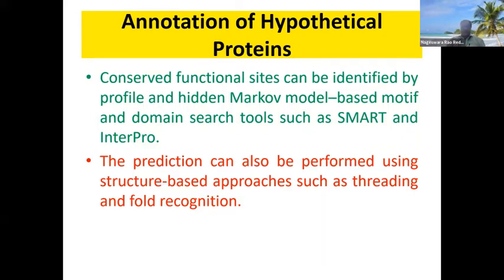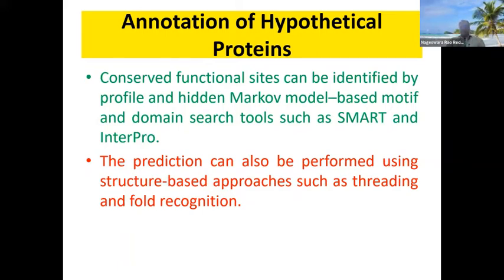There is always hidden information in your DNA. Whatever hidden information is present in our DNA, we're trying to extract it and understand it. So the hidden Markov model is based on motif and domain, as in SMART. SMART and InterPro are hidden Markov model based tools. Another one is also a profile tool.